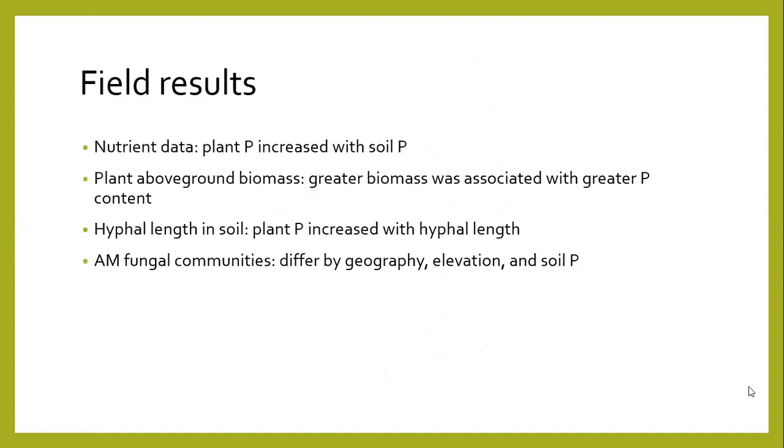Okay. So to summarize the field results, we found that plant phosphorus increased with soil phosphorus, that greater plant biomass is associated with greater plant P content, and that plants with higher P also had higher hyphal length in the soil. And for the AM fungal communities that we just looked at, they differed by geography, elevation, and soil phosphorus, as well as by site.